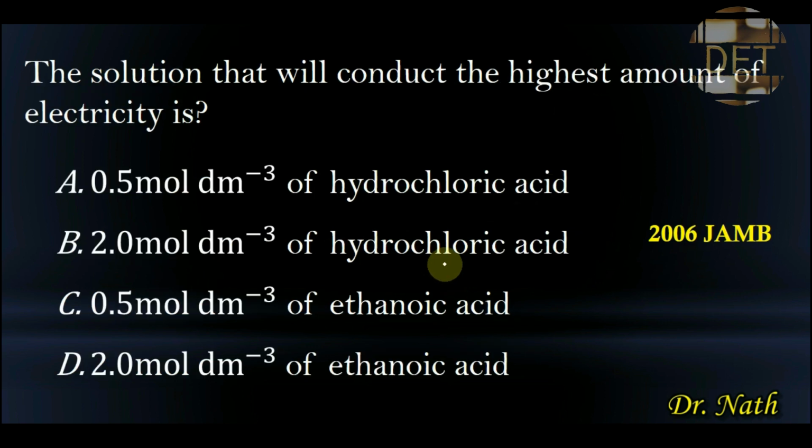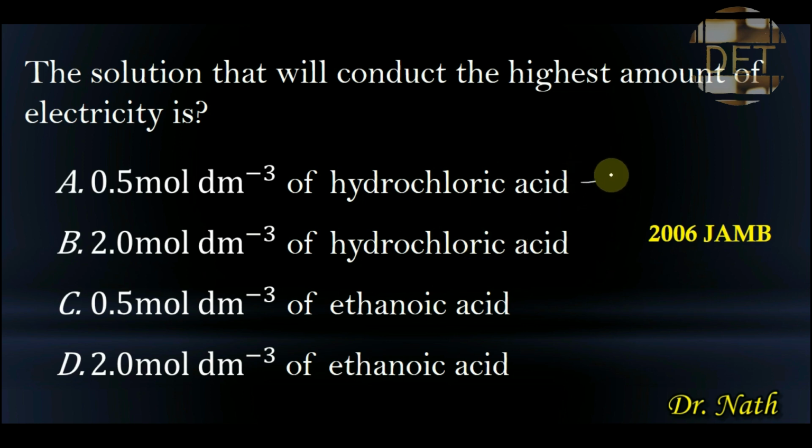The last question I have here is a 2006 JAM question. The question is, the solution that will conduct the highest amount of electricity is: A, 0.5 mole per dm cubed of hydrochloric acid; B, 2 mole per dm cubed of hydrochloric acid; C, 0.5 mole per dm cubed of ethanoic acid; D, 2 moles per dm cubed of ethanoic acid. So ethanoic acid and hydrochloric acid, they will both conduct electricity.